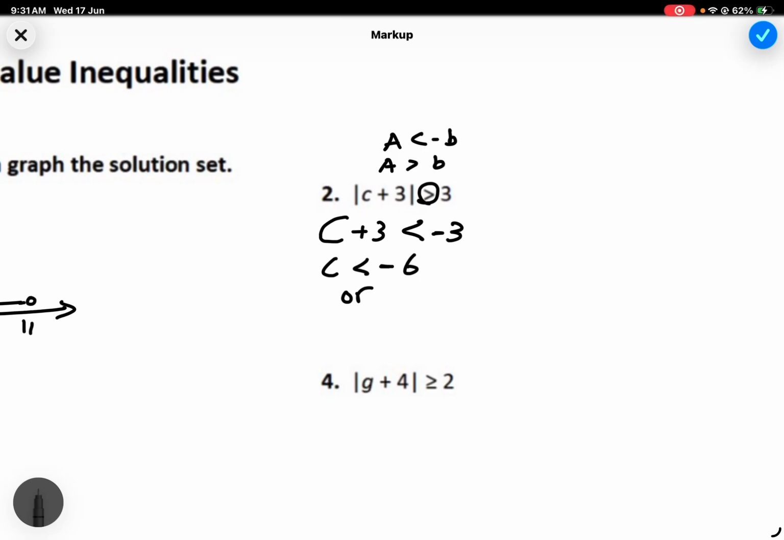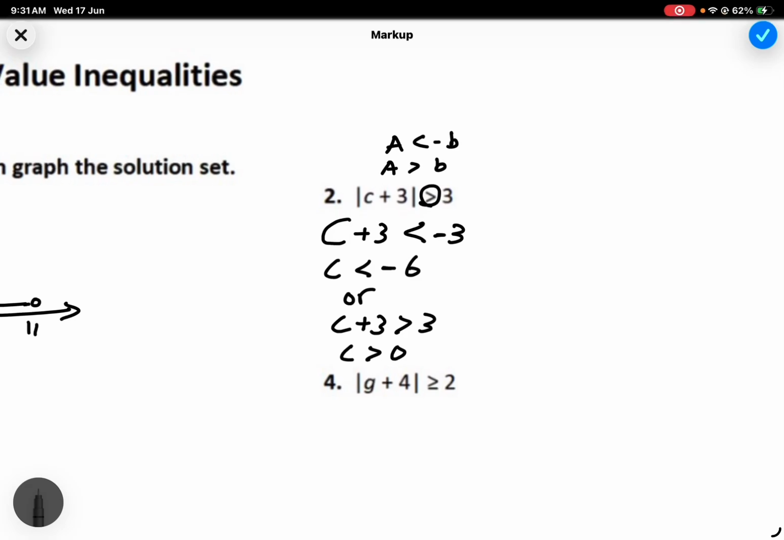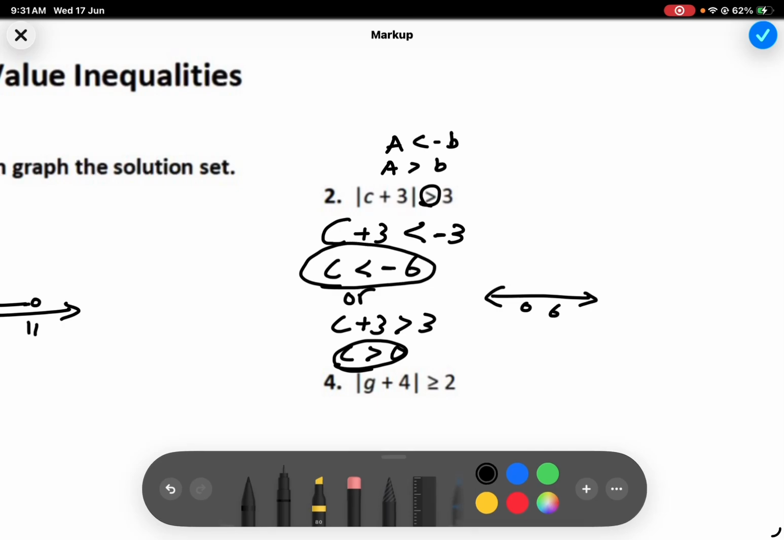Or we do C plus 3 is greater than 3, and we get C is greater than 0 because 3 minus 3 is 0. And these are our answers, this one and this one. And on a number line, it looks like this: 0, 6. Oh, negative 6. I'm being so dumb.